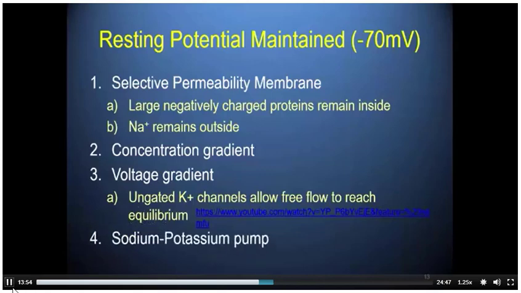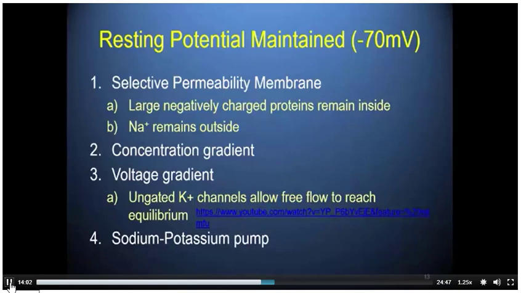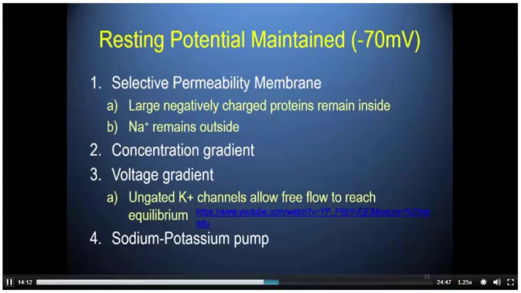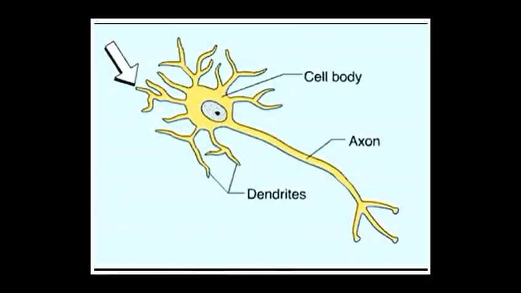And then the last part of the resting membrane potential is the role of the sodium-potassium pump. It does exactly what it sounds like. It pumps sodium and potassium, and because it's a pump, it's doing it against the concentration gradient. It is what helps create the concentration gradient, and we'll talk about that. This is the resting potential in a neuron that is not transmitting nerve signals.